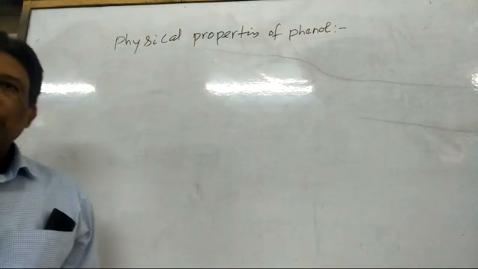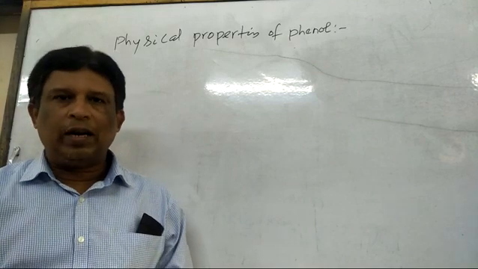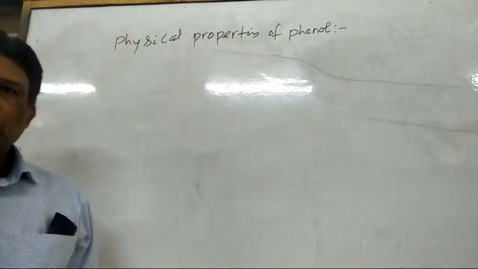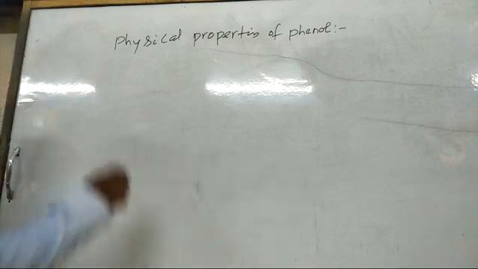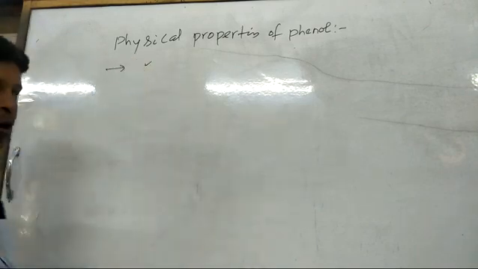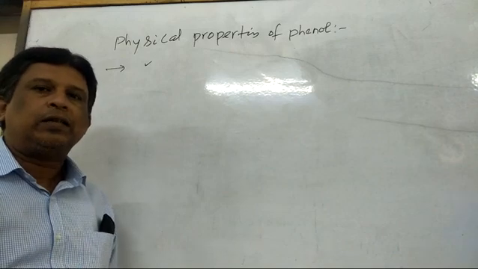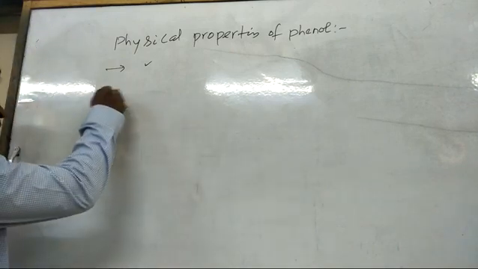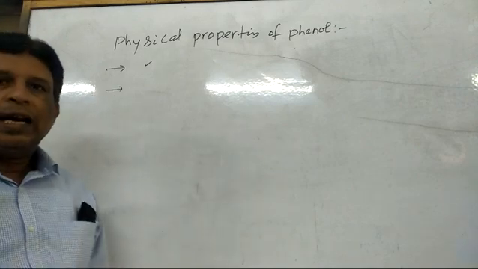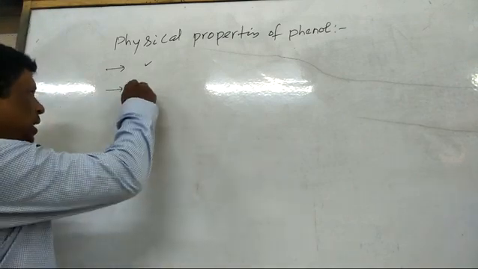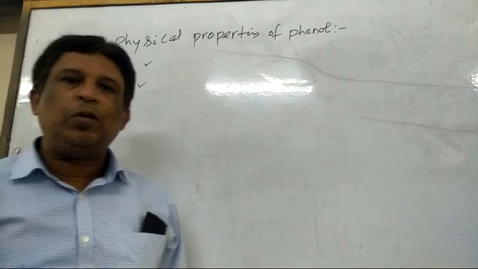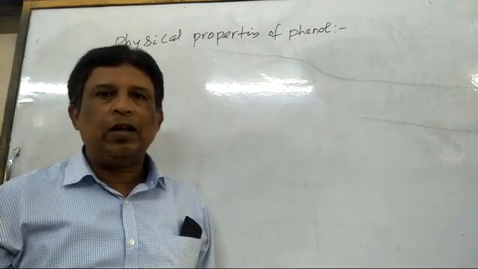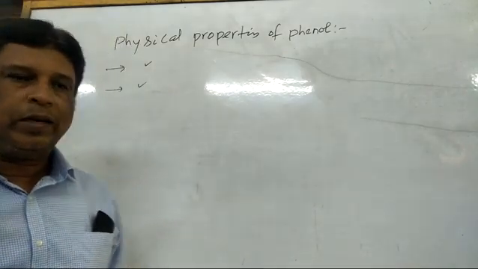One: pure phenol is colorless, but it is sometimes colored due to oxidation. That is point 1. The second point is that it is sparingly, weakly soluble in water. However, it is easily soluble in organic solvent.